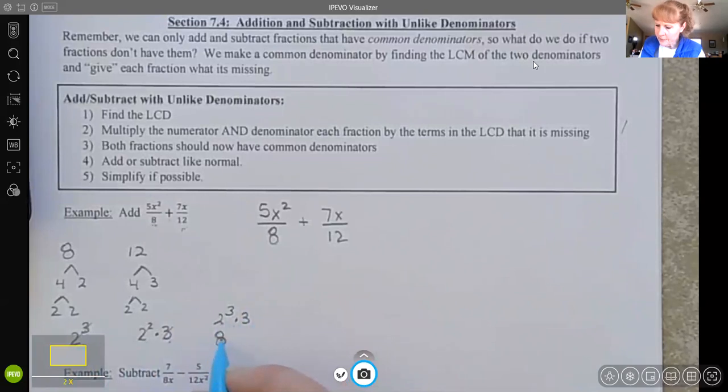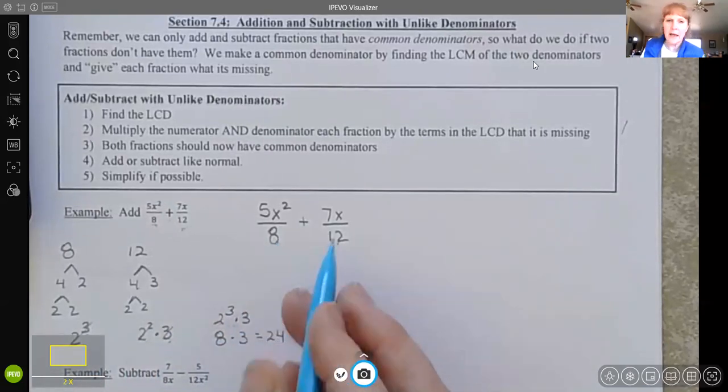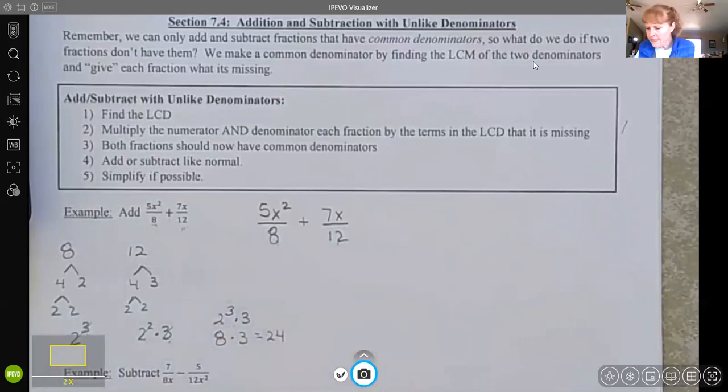This is 8. Make sure you don't put 6. All right, it's 2 times 2 times 2, times 3. So we do get 24. And again, some of you probably could have looked at that and said, okay, 8 and 12 go into 24.